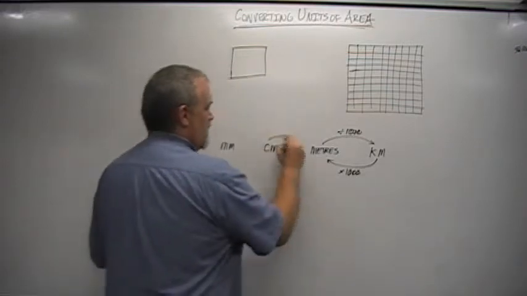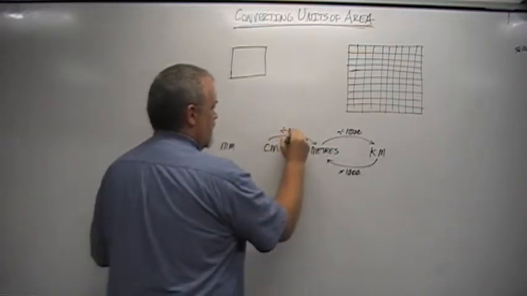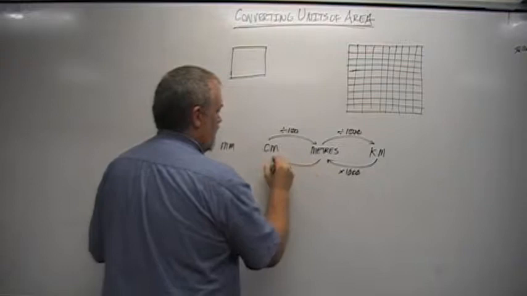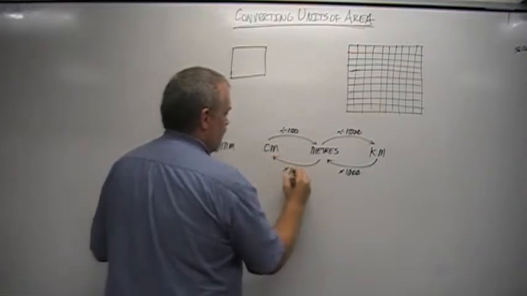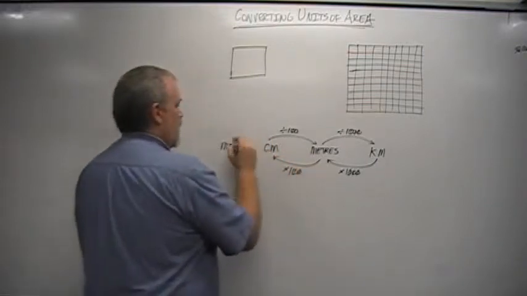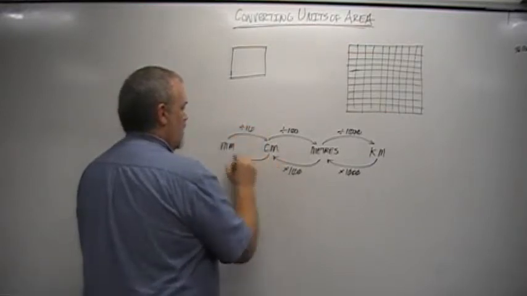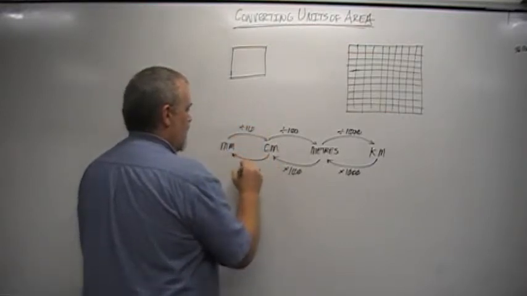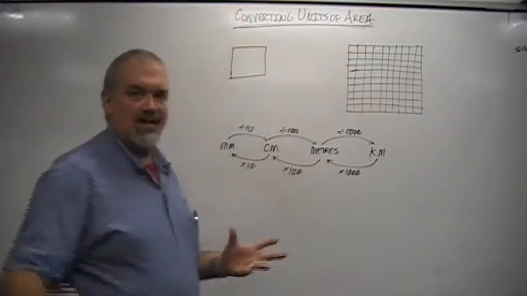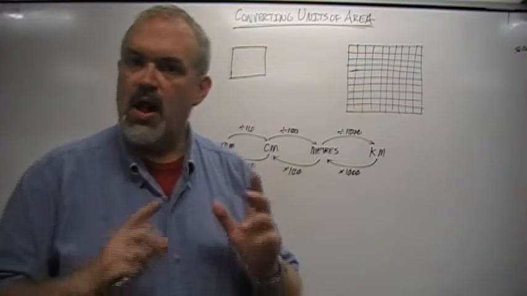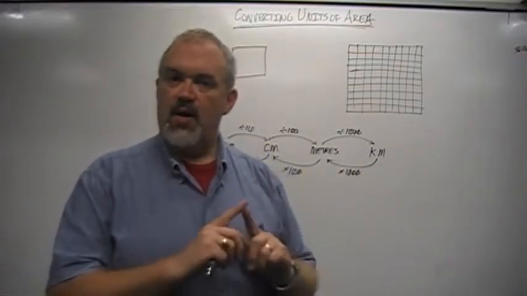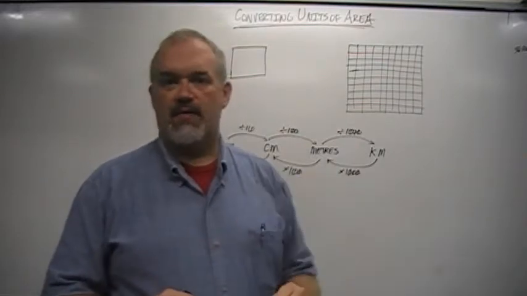Same thing with centimeters. We divide by 100 or we multiply by 100. Going from millimeters to centimeters, we divide by 10, or we multiply by 10 if we're going from centimeters to millimeters. That's all revision. That's all length, how we convert one unit of length into another unit of length.